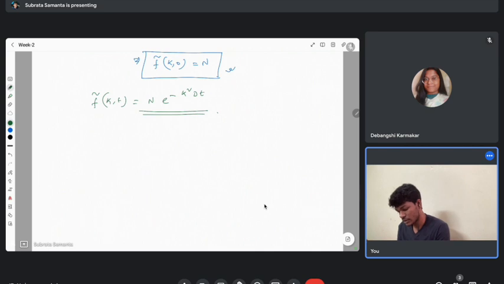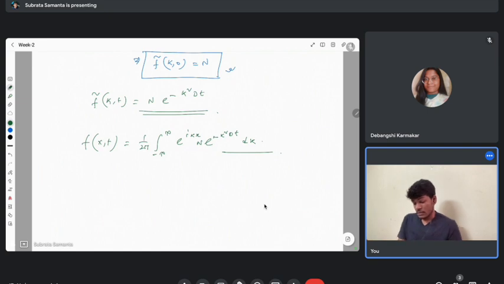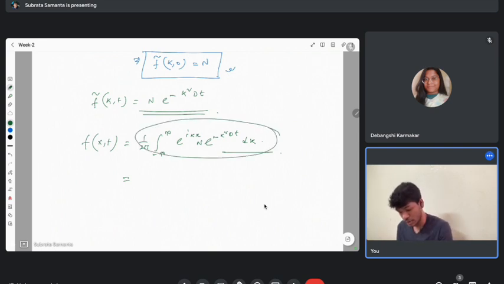Okay, so f of x,t is just the Fourier transform: 1 over 2 pi, integral from minus infinity to infinity, e to the power i k x, e to the power minus k square D t, dk, right? So once you solve this equation, this is one kind of complex integral. Okay, so we will solve it in the next class.